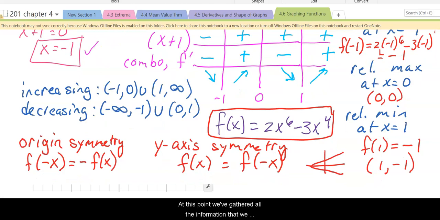At this point, we've gathered all the information that we can from the first derivative. Now we need to take a look at the second derivative to determine where it is concave up and where it is concave down. We can have a curve that is increasing, that is concave up, and we can have a curve that is increasing, that is concave down. They look fundamentally different. So learning about concavity gives us a much better idea of what the curve is actually doing. Let's compute the second derivative.